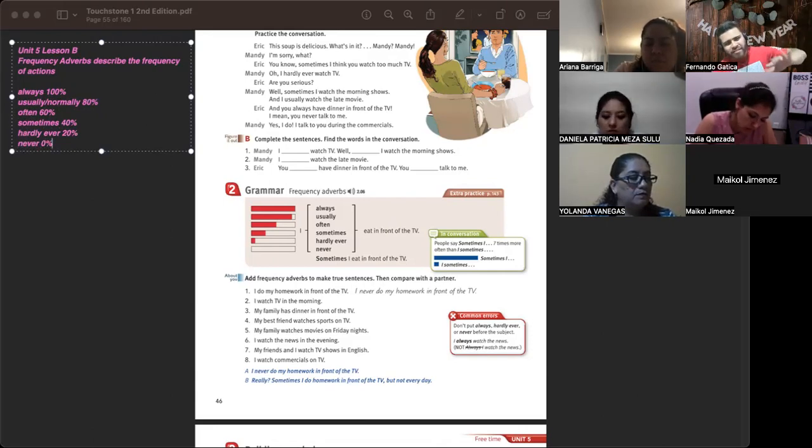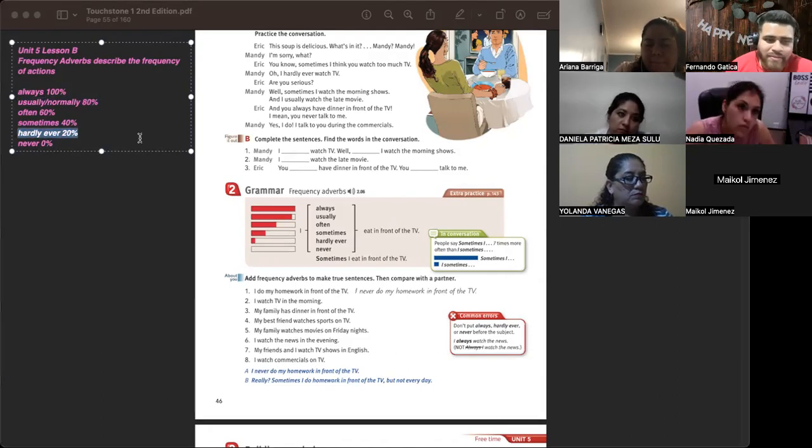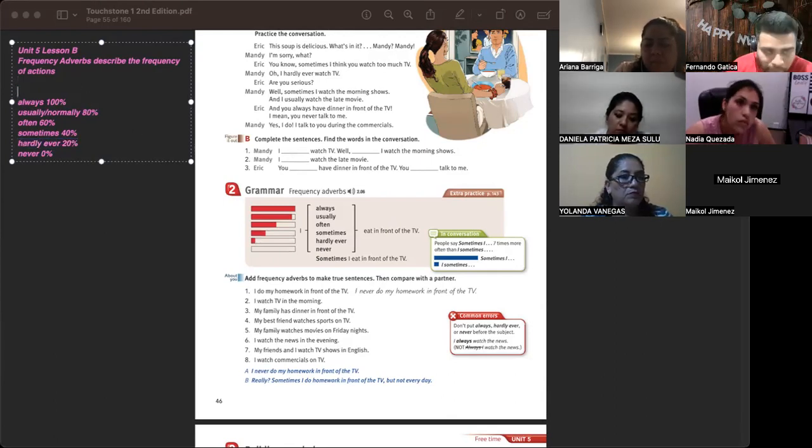These percentages are estimates. Estos porcentajes son estimados, ¿sabe? Tal vez usualmente para mí es mucho más frecuente que para ti, tal vez usualmente para ti es muy pocas veces. Casi nunca para mí tal vez es solo una vez al año, pero tal vez casi nunca para ti es una vez al mes. So it's all relative, todo es relativo.